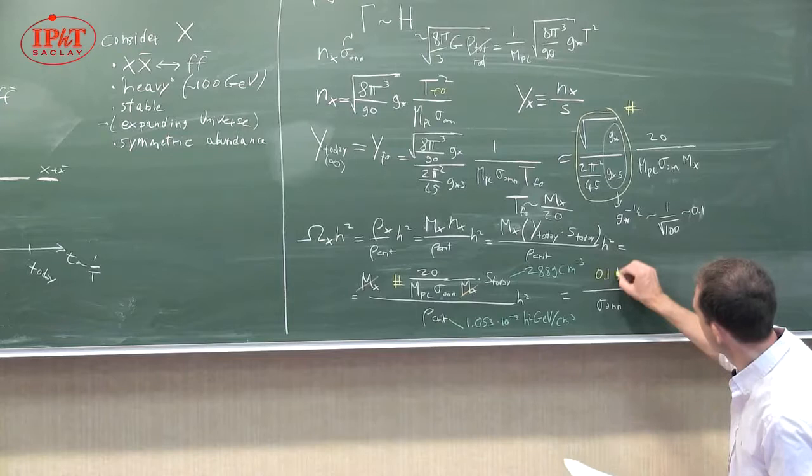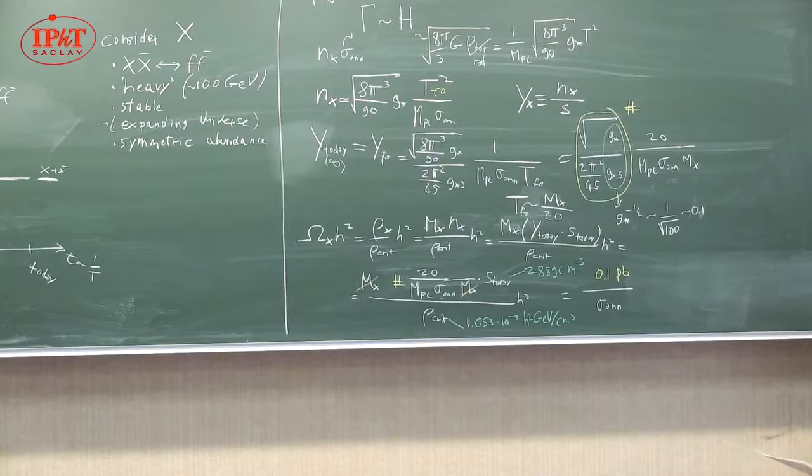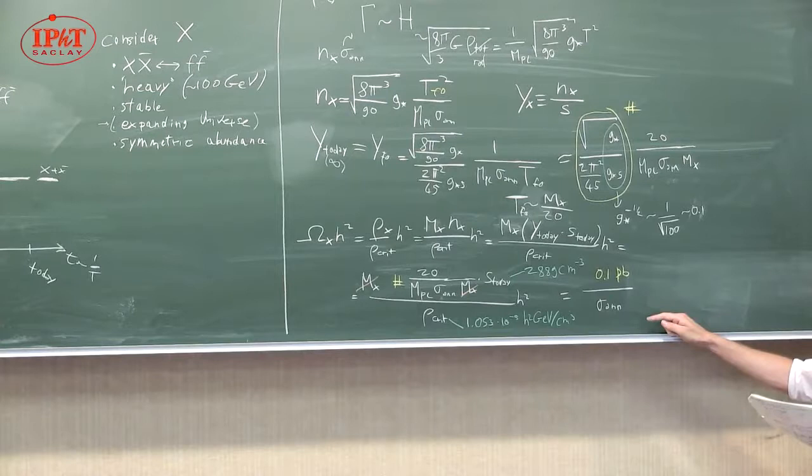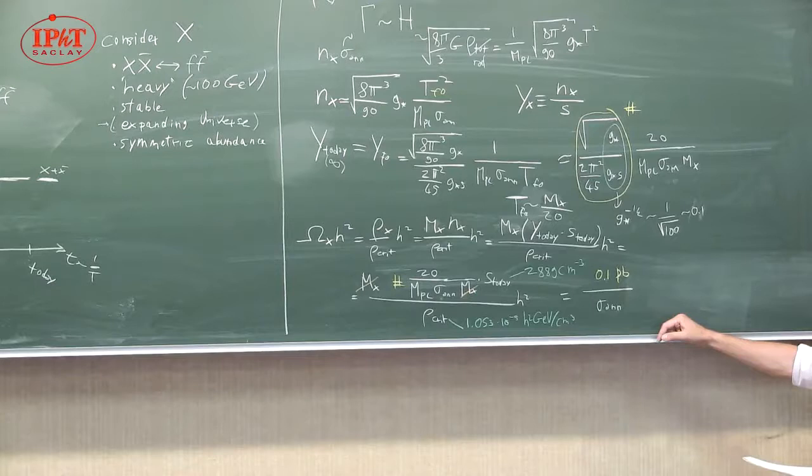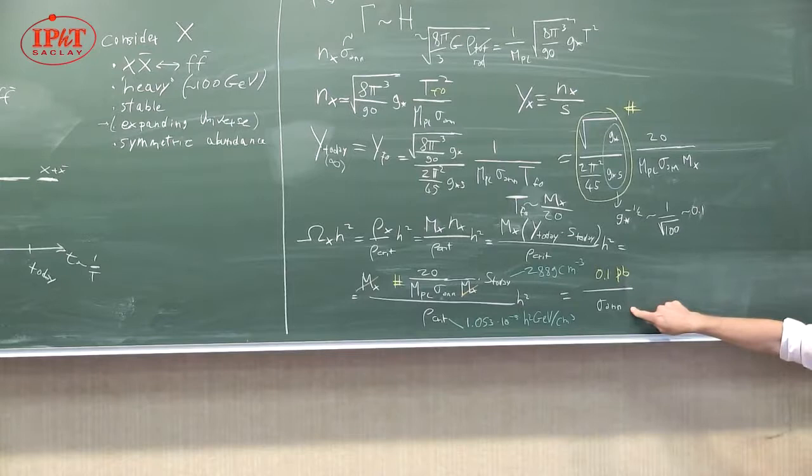Plug in the numbers and you get something like this. A picobarn is, of course, 10 to the minus 12 barns, which is 10 to the minus 36 centimeters squared. So indeed, this is a centimeter squared. This is a cross section, so it's an area in terms of dimensions, and this is dimensionless as it should be.